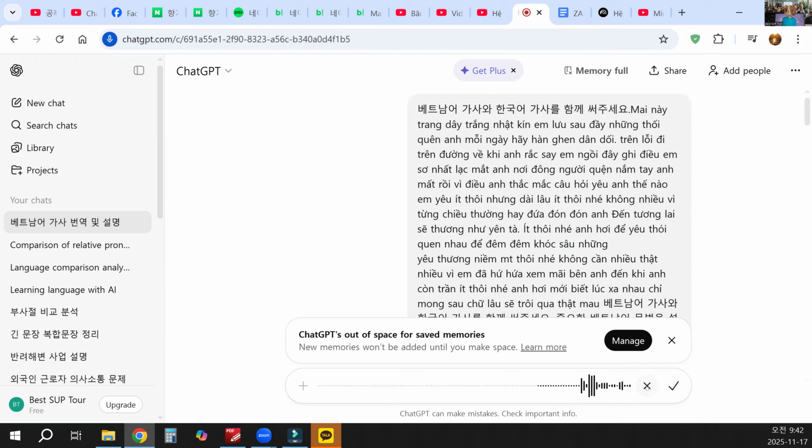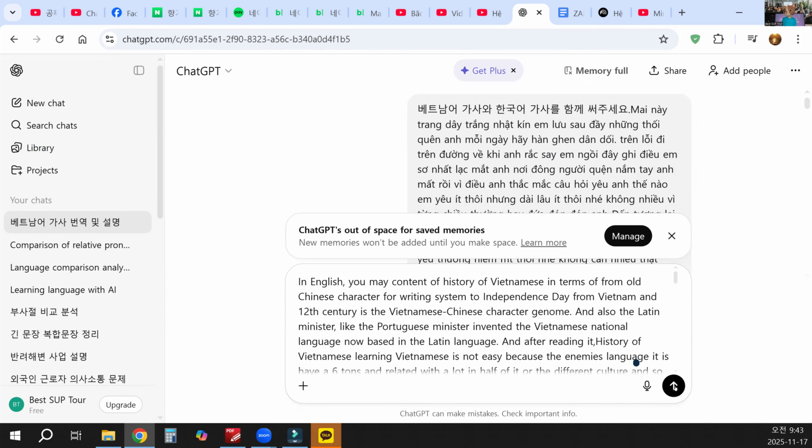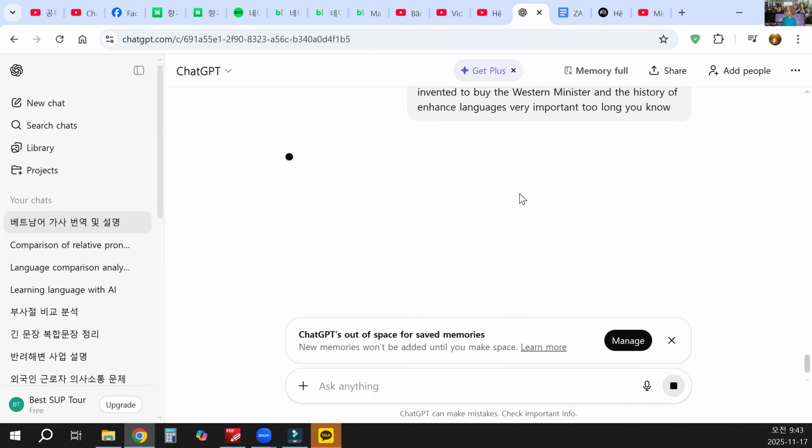In English, you make a summary of the history of Vietnamese, from the Chinese character writing system to independence from China in the 10th century, then the Vietnamese Chinese character system, Chu Nom, and also the Latin script, where Portuguese missionaries invented the Vietnamese national language, now based on the Latin alphabet. After reading the book, now I can add my review about the history of Vietnamese.